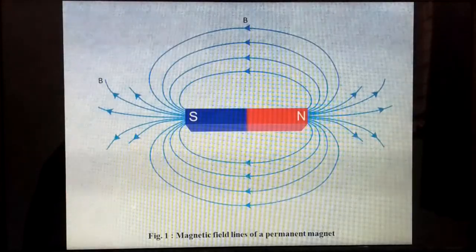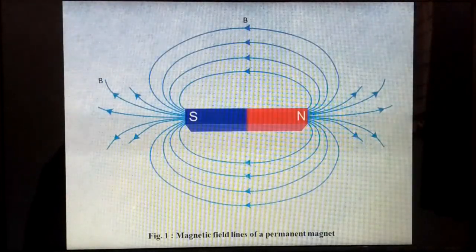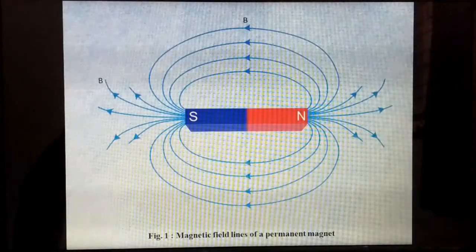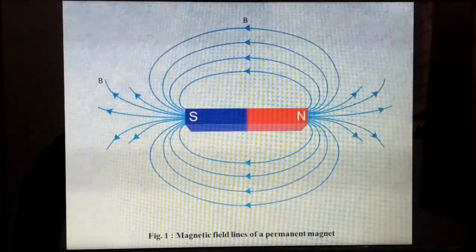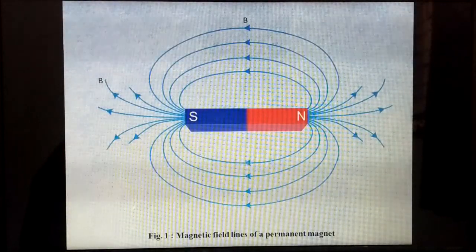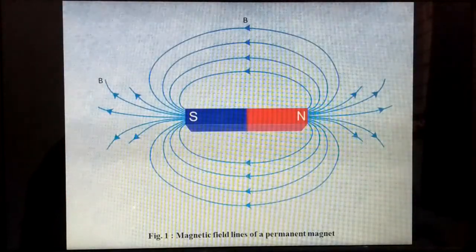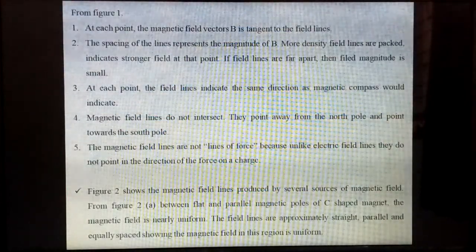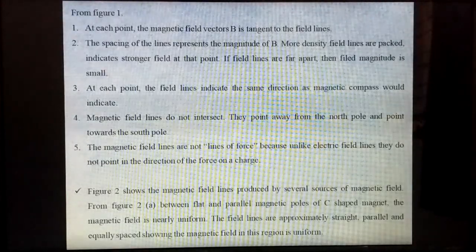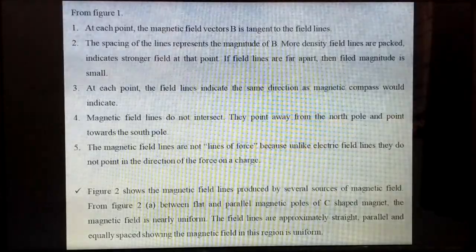They start at the north pole and end at the south pole, going in this direction, north to south. These are the magnetic field lines and this is the bar magnet. There are two poles, south pole and north pole. The lines start at the north pole and end at the south pole. From the figure, at each point the magnetic field vector B is tangent to the field lines. Second, the spacing of the lines represents the magnitude of vector B.